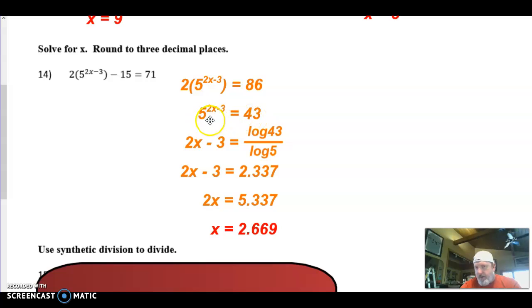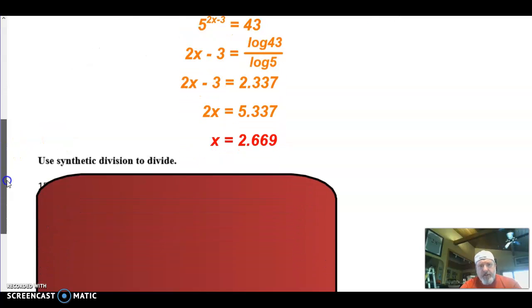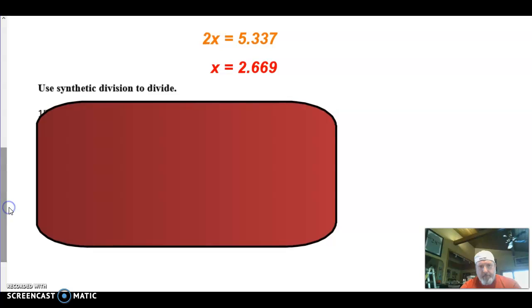Now I have 2 different bases here, so I got to do change of base formula. So log of 43 over the log of 5 is going to equal this exponent. At this point, I use my calculator for that to get a decimal. 3 decimal places is great. Add 3 over and divide by 2 to get my final answer there. So 2.669. If you round it to 2.67, that's great too. I'm not going to argue about the decimal place at that point.